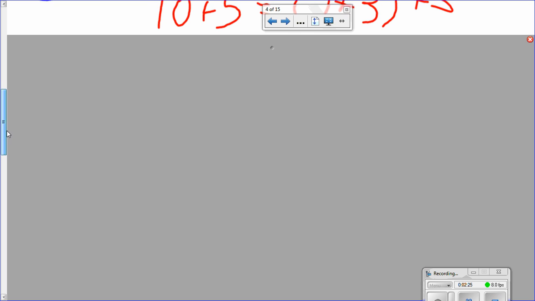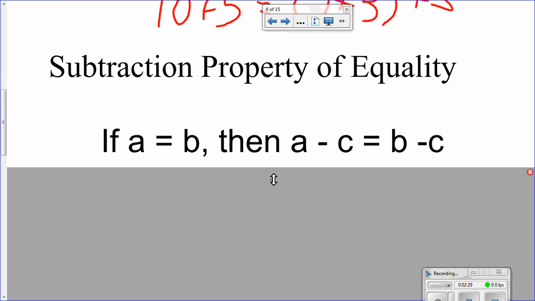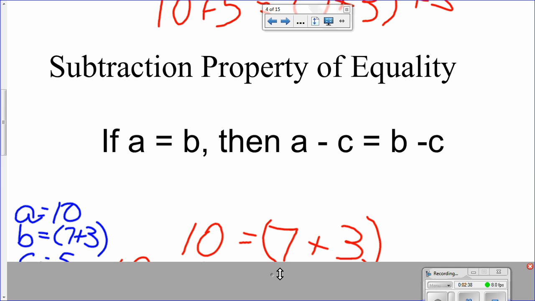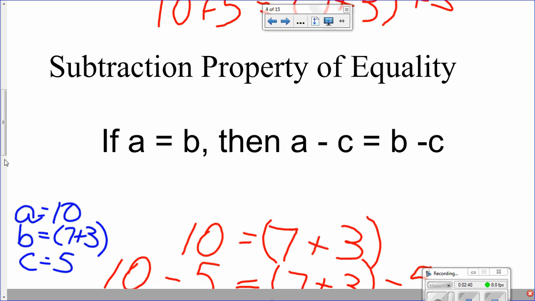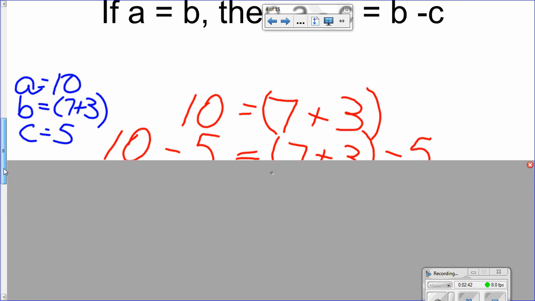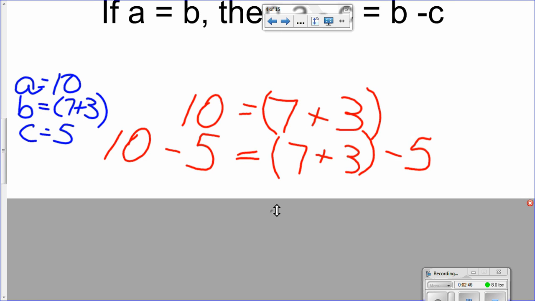The next property we have is quite similar. It's the subtraction property of equality. And it says if A equals B, then A minus C equals B minus C. Here's our example again. A equals 10, B equals 7 plus 3, and C equals 5. So if we subtract 5 from 10, we also have to subtract 5 from 7 plus 3.